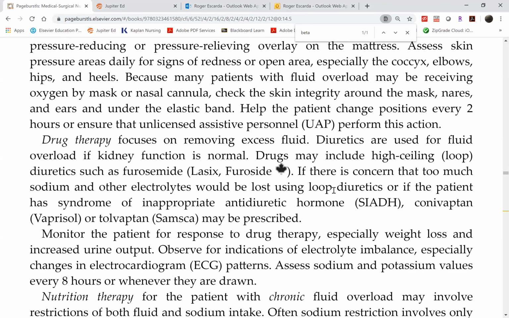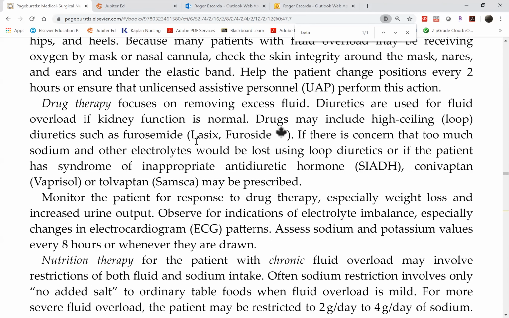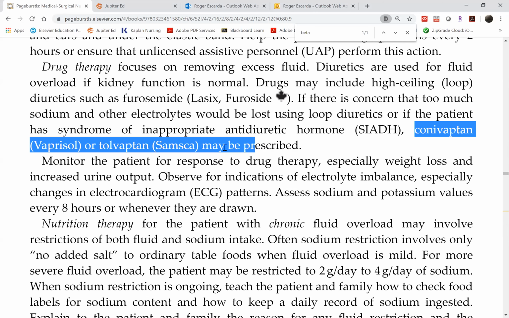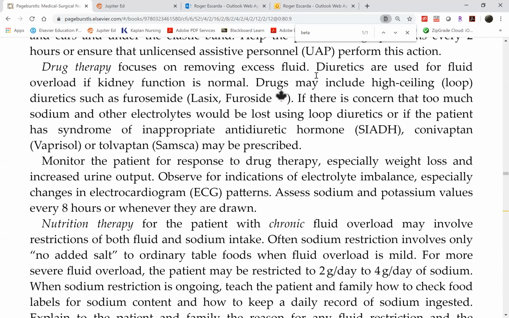You mentioned drug therapy. So here are the diuretics. We have several options. Conivaptan or tolvaptan is only given for severe hyponatremia. And this is specific to SIADH. No other condition receives vaptans except SIADH. But again, this will be in another semester, another chapter. So we will skip that part and stick with general diuretic therapy.